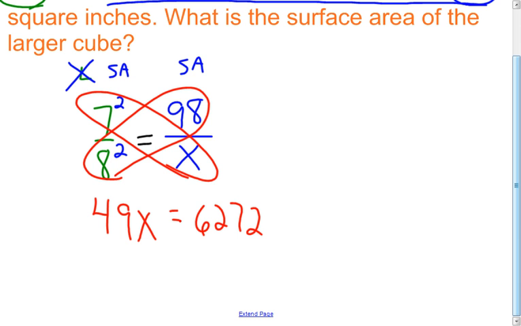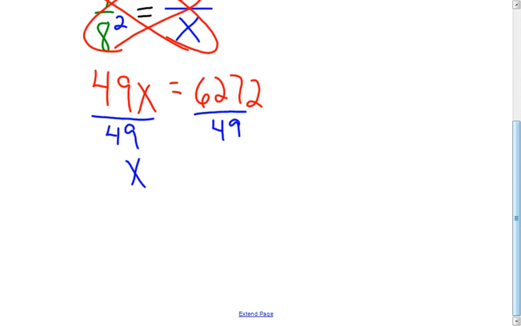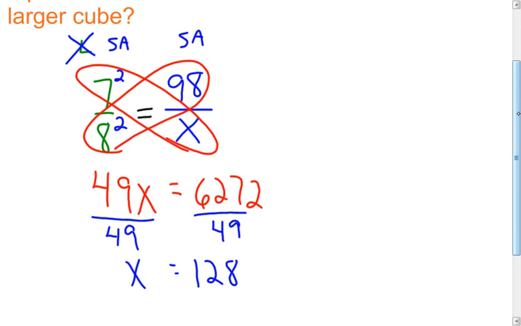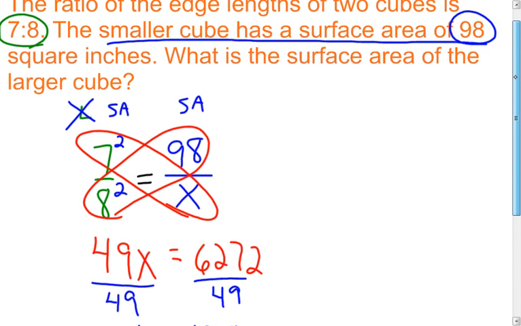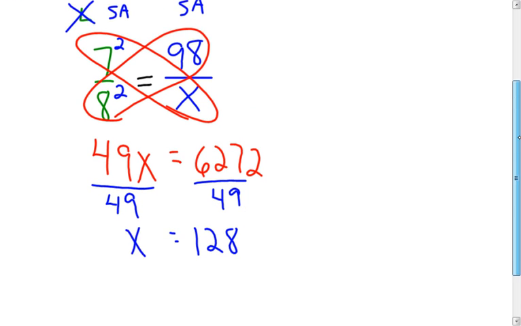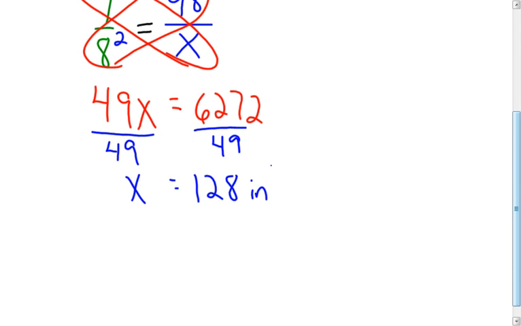Well, if I finish this off by dividing both sides by 49, I end up with x equaling 128. Now remember, x was the surface area of my larger cube, which is what it was asking for. Notice everything was in terms of inches and square inches. So my final answer is 128 square inches for the surface area of that larger cube. And I didn't even have to figure out how long the sides were in that larger cube.